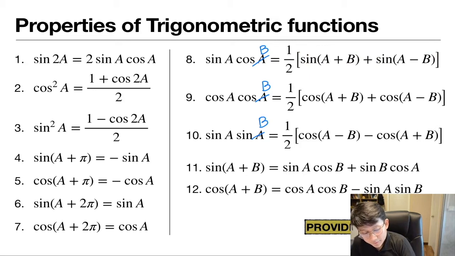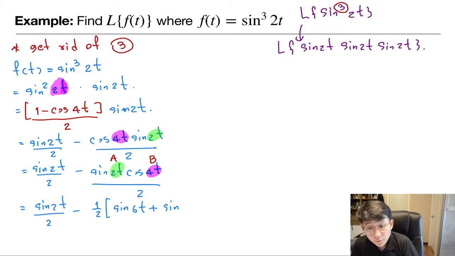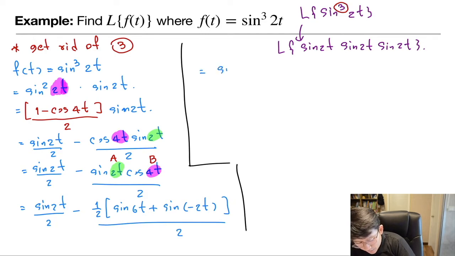Okay, so it is 1/2 sine A plus B, that will be 6t, plus sine A minus B, that would be 2t minus 4t, that would be minus 2t, divided by 2. Okay, and that becomes sine 2t divided by 2 minus 1/4 of sine 6t.